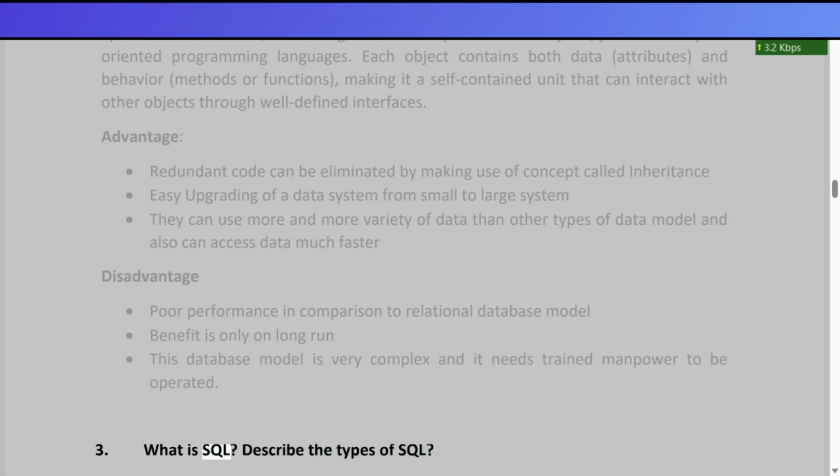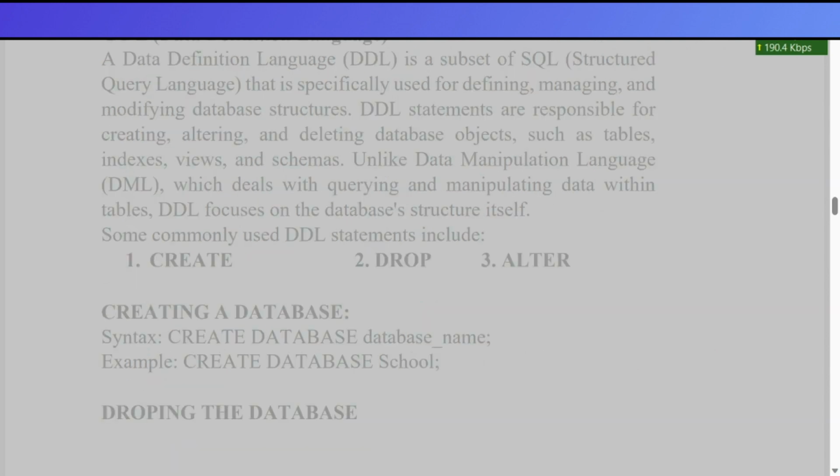3. What is SQL? Describe the types of SQL. DDL, Data Definition Language. A data definition language, DDL, is a subset of SQL, structured query language, that is specifically used for defining, managing, and modifying database structures. DDL statements are responsible for creating, altering, and deleting database objects, such as tables, indexes, views, and schemas. Unlike data manipulation language, DML, which deals with querying and manipulating data within tables, DDL focuses on the database's structure itself.